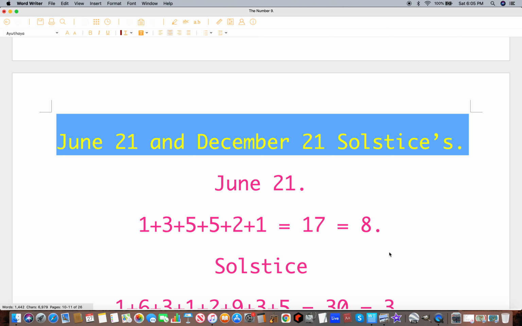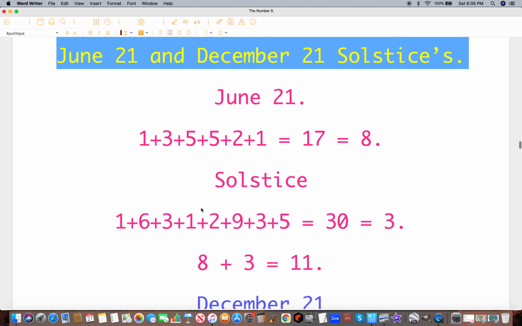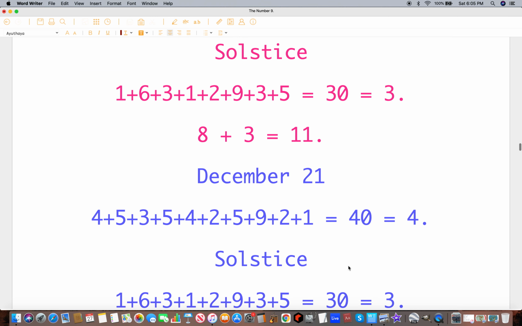Okay, June 21st and December 21st solstices. Okay, June 21st, 135521 equals 17, okay? 1 plus 7 equals 8, right? The word solstice is 1, 6, 3, 1, 2, 9, 3, 5, which equals 30, right? Which equals 3. 8 plus 3 equals 11.